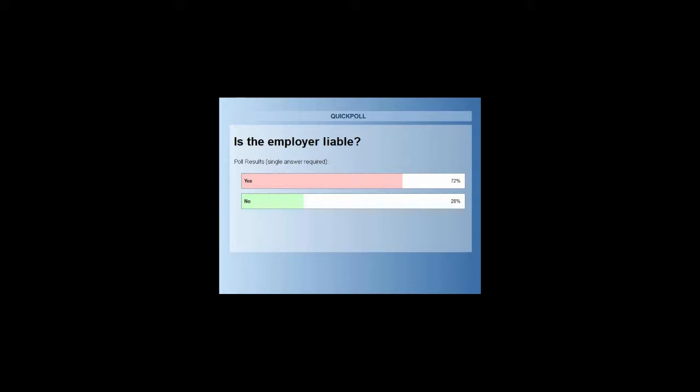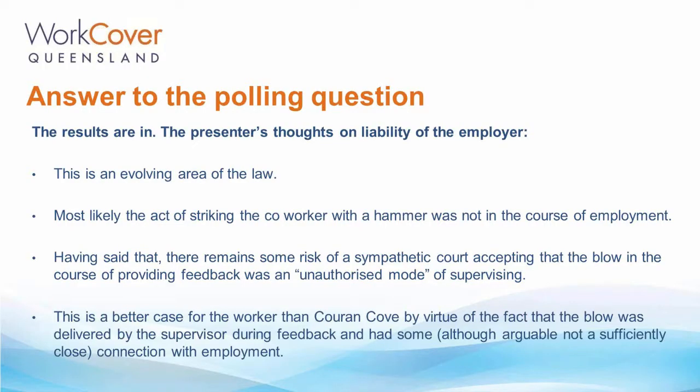Having said that, because there have been a number of very conflicting decisions, there's some risk of a sympathetic court accepting that the blow, because it was provided in the course of giving feedback, might be an unauthorised mode of supervising the co-worker. And in that regard, I would say that perhaps the plaintiff has a better case than in Coran Cove.